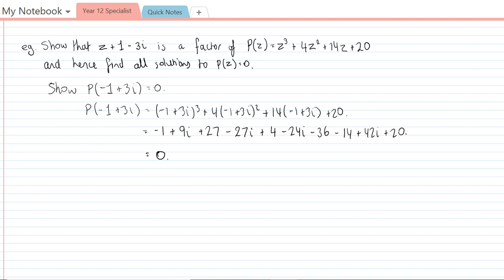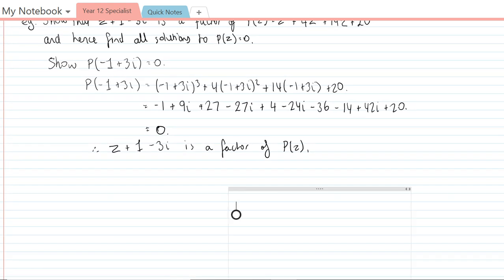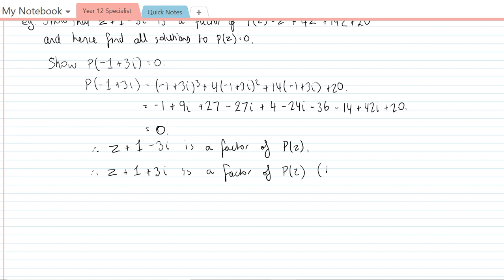And so therefore, I can say that z plus 1 minus 3i is a factor of p of z. So the really nice thing here is that this polynomial has all real coefficients, and so what that means is that the conjugate of this is also going to be a factor. So using conjugate root theorem, z plus 1 plus 3i is a factor of p of z. I'll just say by conjugate root theorem.